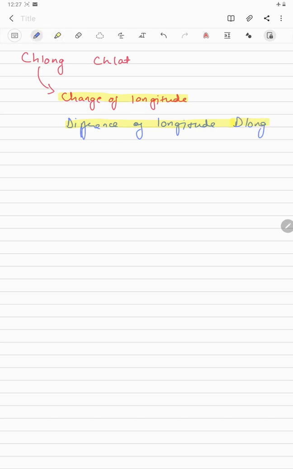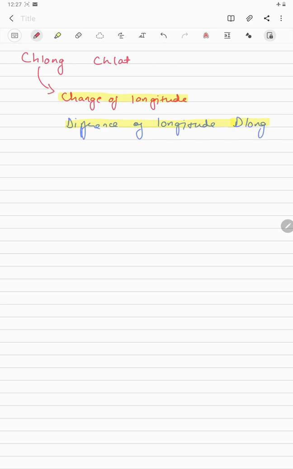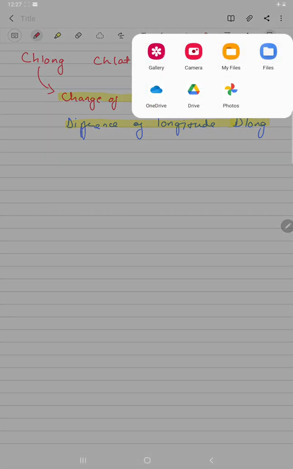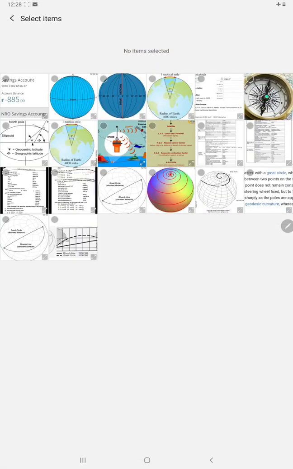So now guys, have a look here. How do we calculate the change of longitude, and how are we going to calculate the change of latitude? So it is very simple. What I'm going to do is add one image for you guys so that you have a better understanding. So let me just add this image for you.